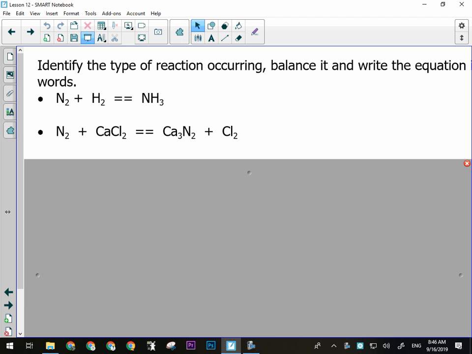Right? We had some special balancing rules for those. It's that balance them in alphabetical order, and the rule of 2, where if there's an even number of carbons, we start the balancing with a 2. Okay? We'll go over that again today.